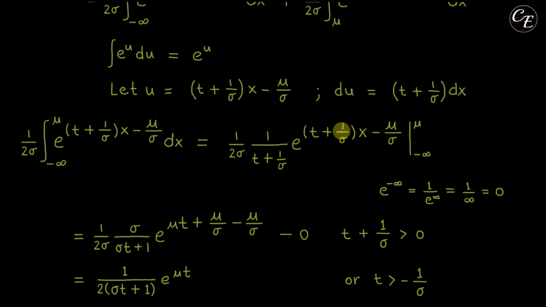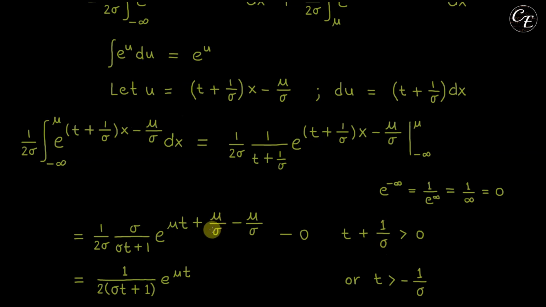Then, if this t plus 1 over sigma is negative, then substituting negative infinity for x in here, we have negative of negative infinity, or positive infinity. And positive infinity minus a constant is still positive infinity, and e raised to positive infinity is still positive infinity. Then we will have a moment generating function which is infinity. So to avoid that, we also need to ensure that this t plus 1 over sigma is not less than 0. So we have only one condition that makes our moment generating function not infinity. That is, t plus 1 over sigma should be greater than 0.